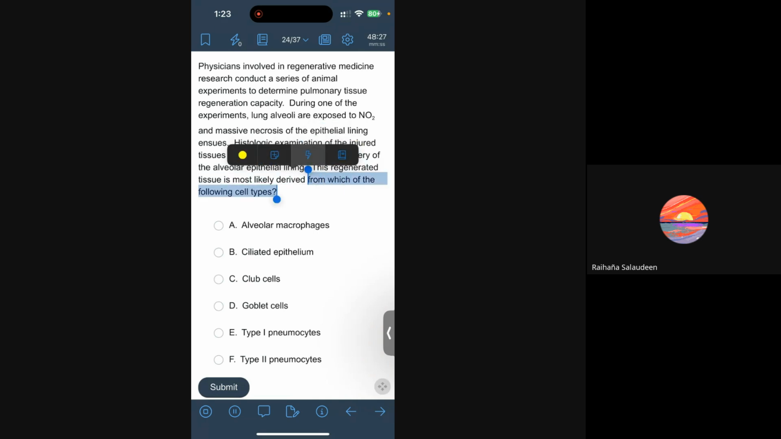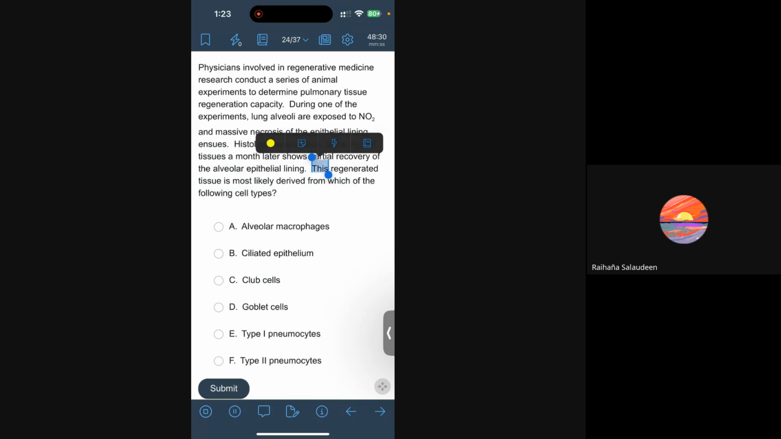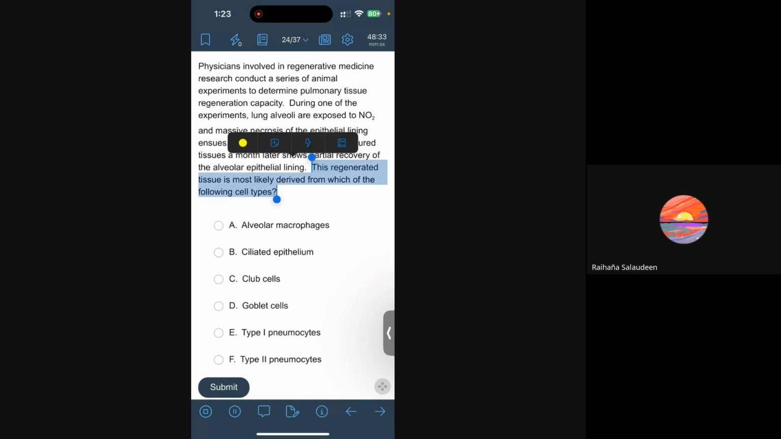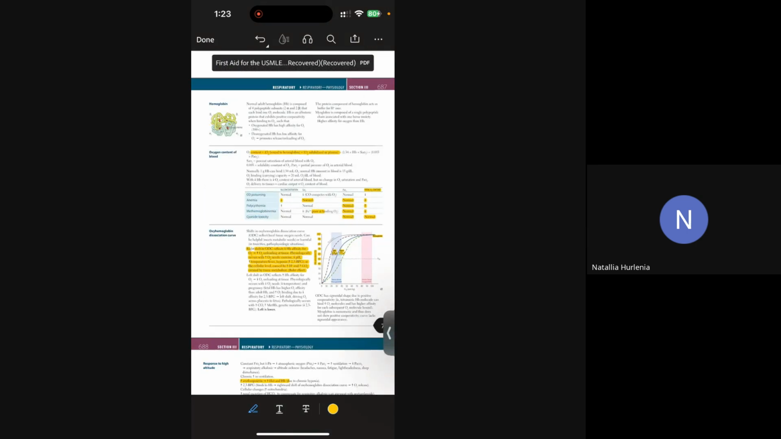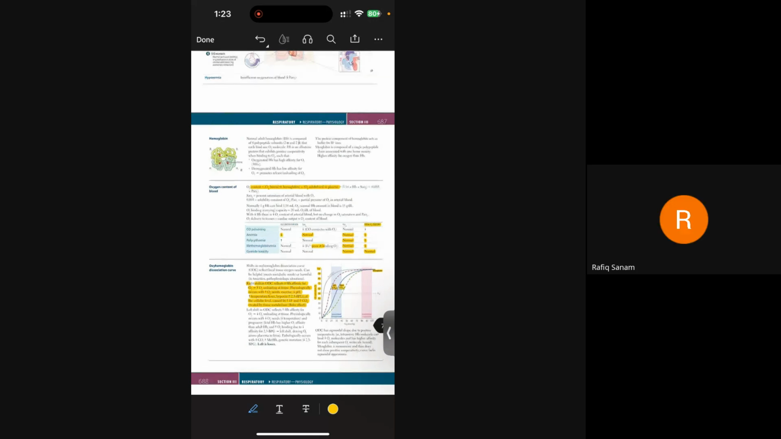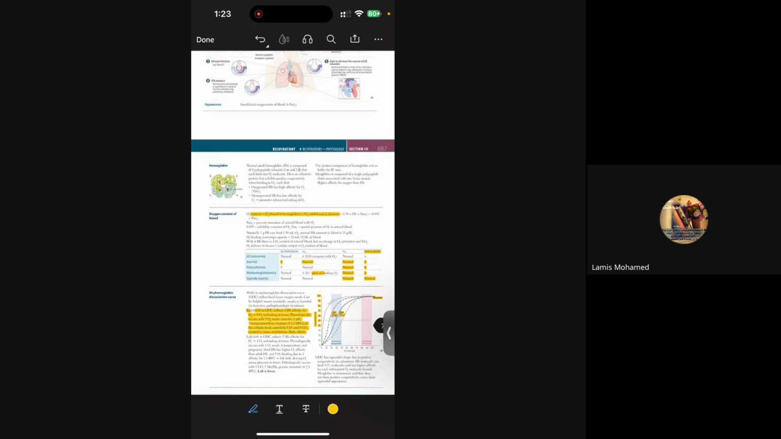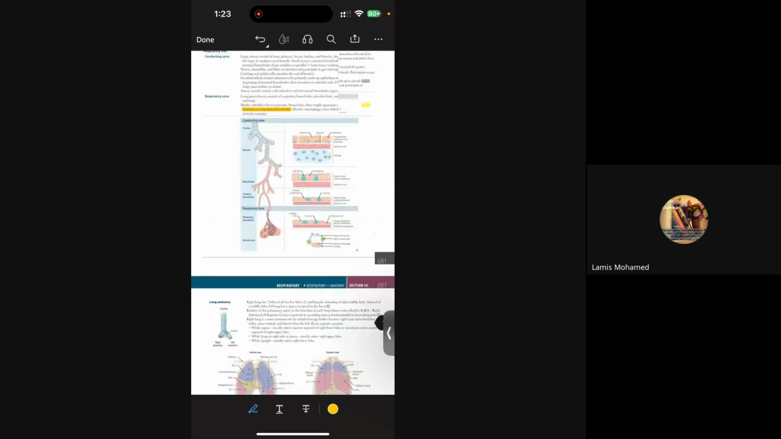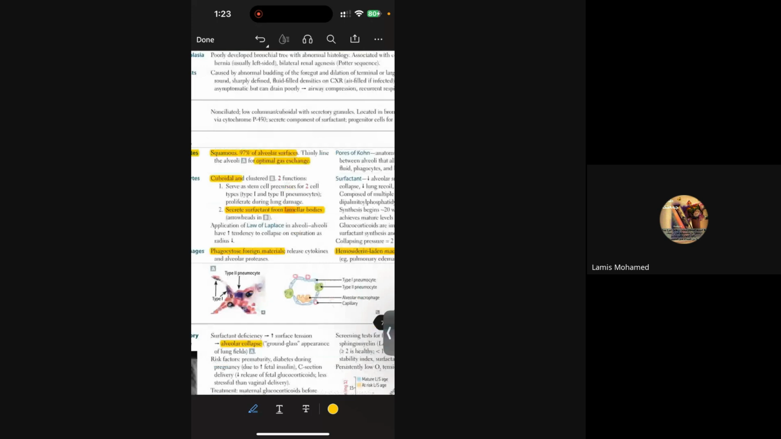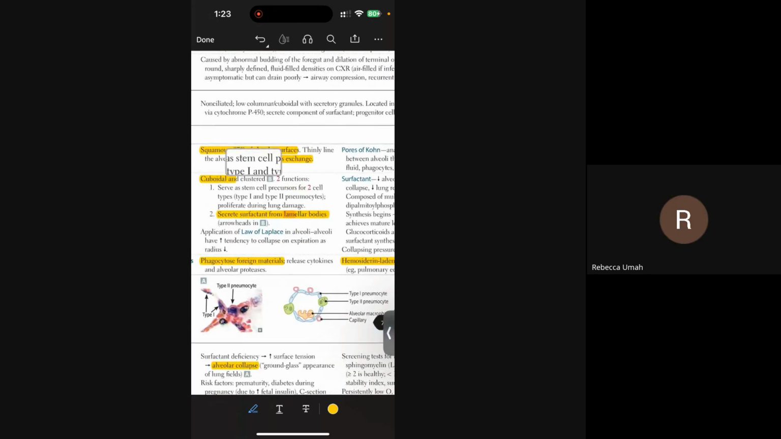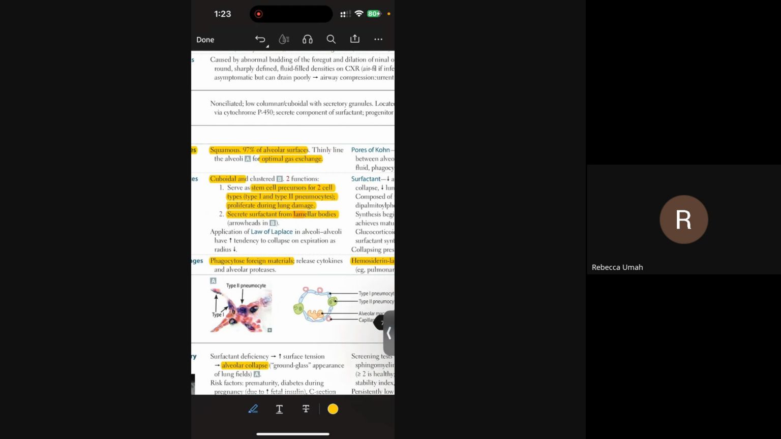The regenerated cells are most likely derived from which cell type? Type 1? Which of the cells are involved in regeneration? Type 2 pneumocytes. Type 2 pneumocytes serve as a stem cell precursor for both cell types and proliferate during lung damage. Type 2.